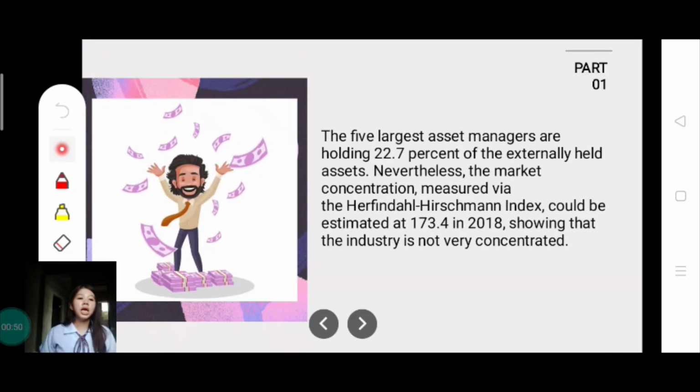The five largest asset managers are holding 22.7% of externally held assets. Nevertheless, the market concentration measured by the Herfindahl-Hirschman index could be estimated at 173.4 in 2018, showing that the industry is not very concentrated. So, they seek to make clients' money grow so that they can achieve their goals and aspirations to help offer a more comfortable future. So, part 2.